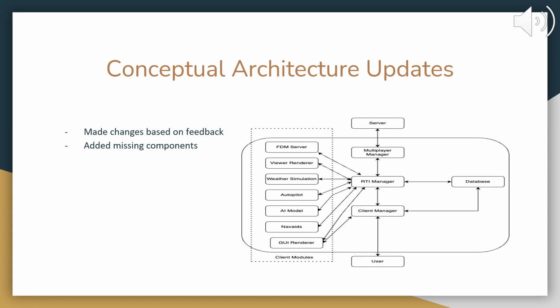So for the conceptual architecture updates, we saw a lot of feedback saying that we need to add more client modules. So that's what we did. We focused more on having more client modules like the autopilot and navigates. We already had the GUI render, but we added more and we saw how they could interact with one another. So we focused a lot on making them, and we also focused on seeing how the server can interact with both the database and the client modules.